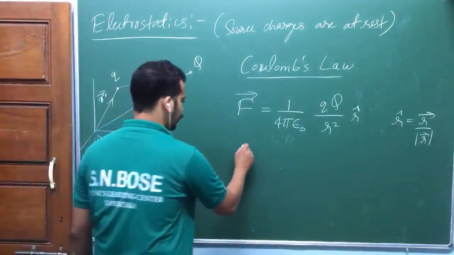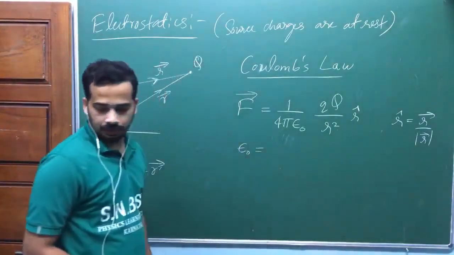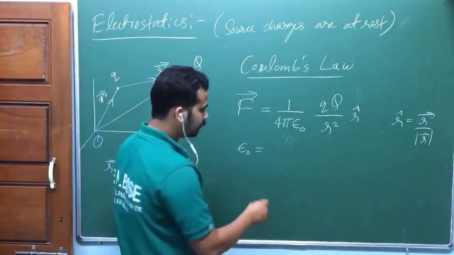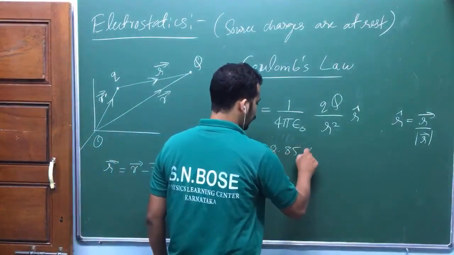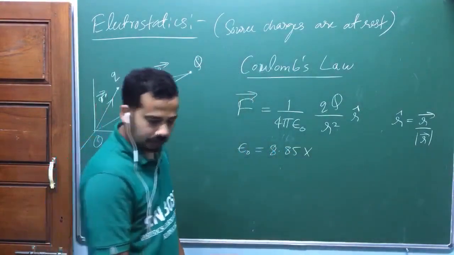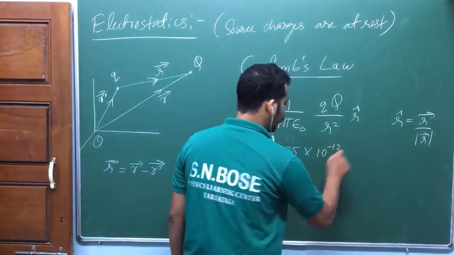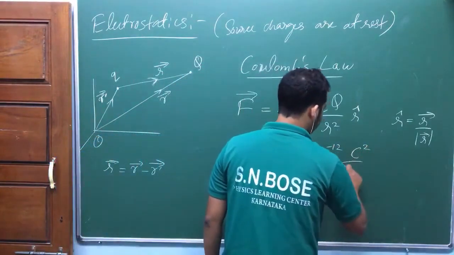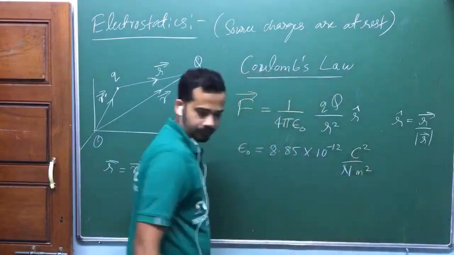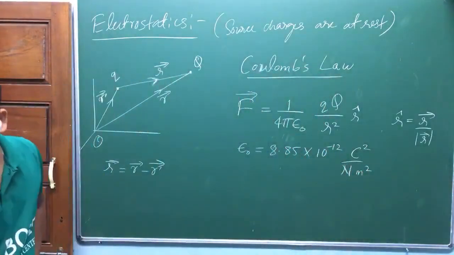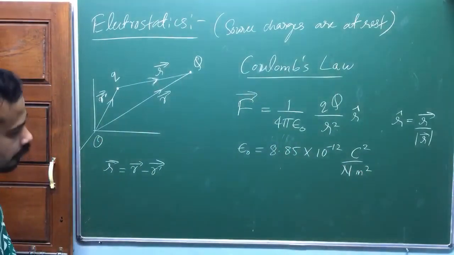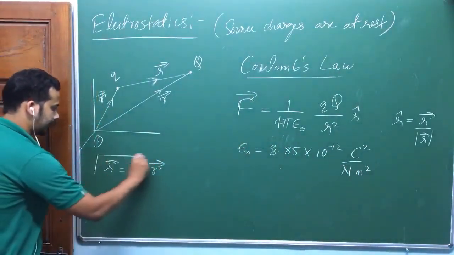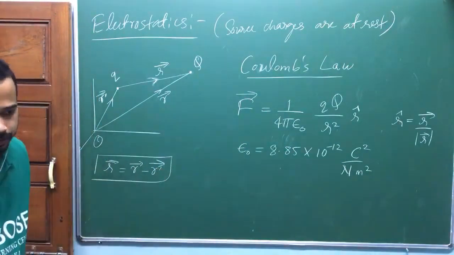Where epsilon naught is the permittivity of free space, which is given by, can anyone tell me, 8.85 into 10 to the power minus 12 Coulomb square per Newton meter square. And the italic R vector is given here.